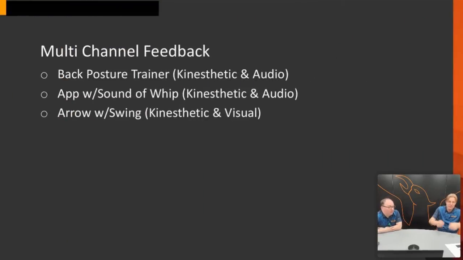Some other examples of multi-channel feedback: there is the back posture trainer. They've got those devices now that you can put on your back, and they'll give you both a sound and a vibration when you're not upright enough. So it helps give you immediate feedback, because anytime you fall outside of that, it will give you that feedback.